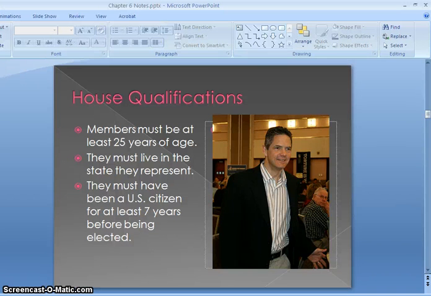If you want to become a House member, these are the things that you need. First of all, you have to be at least 25 years old. They must live in the state they represent, because it's not like I can represent Michigan if I'm living in Florida. It doesn't make sense. I wouldn't know what's going on in Michigan. They must have been a U.S. citizen for at least 7 years before being elected.